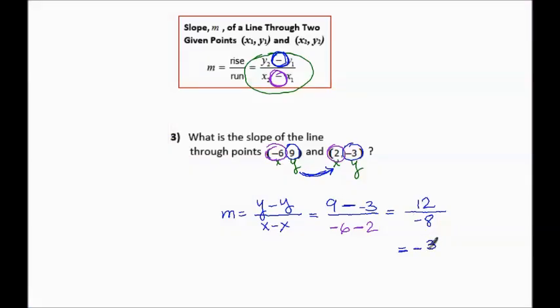Negative 3 halves. In the SOL, you will need to type this sort of information into a box like this one. So you will have to type the negative, then the number 3, then the slash to represent the division symbol, and then the 2. That is how you would type that in.